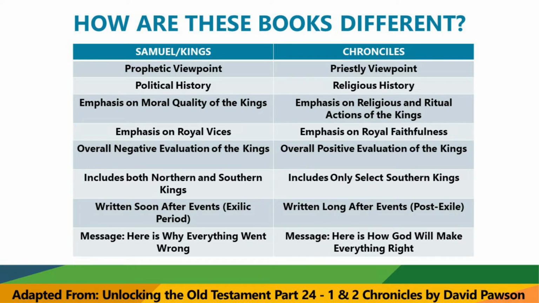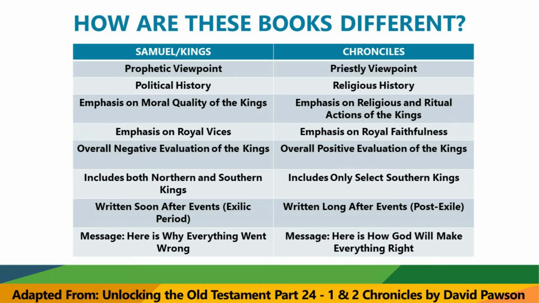If Samuel and Kings is all about, here's why everything went wrong, Chronicles is all about, here's how God is going to make everything right. One's looking back and saying, here's how we ended up in this mess. The other's saying, how do we look forward to the future with hope for our people?